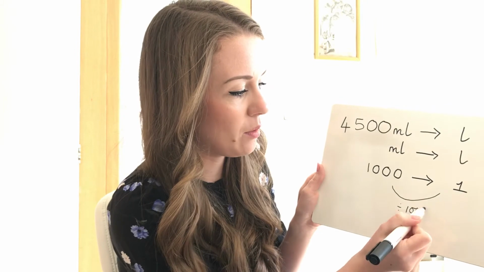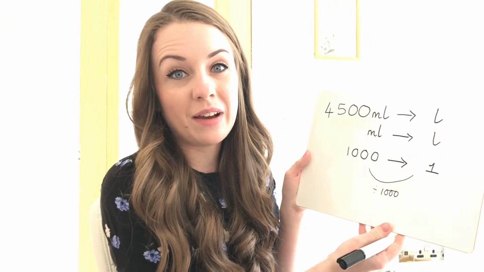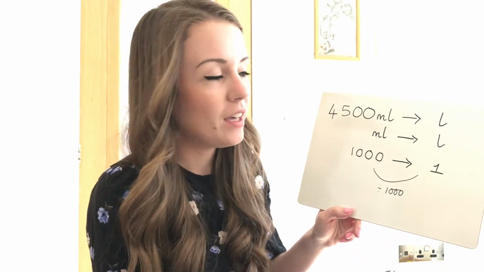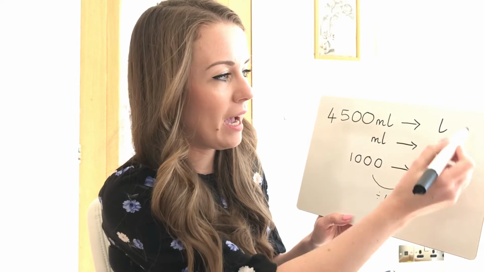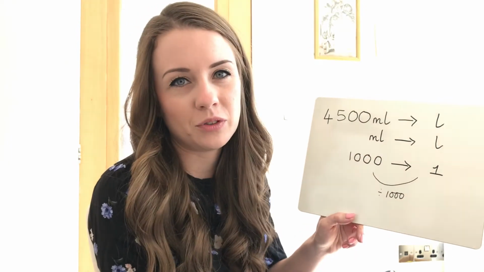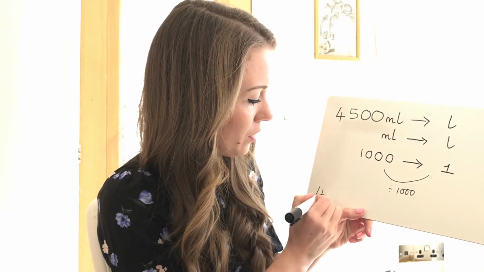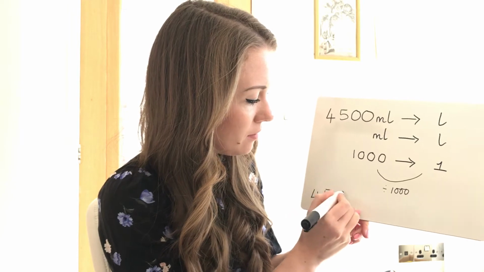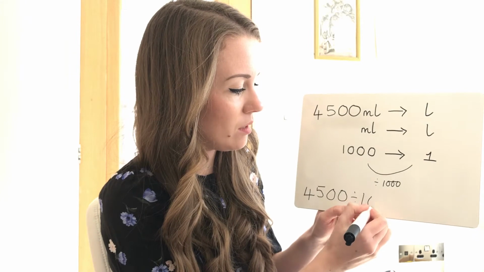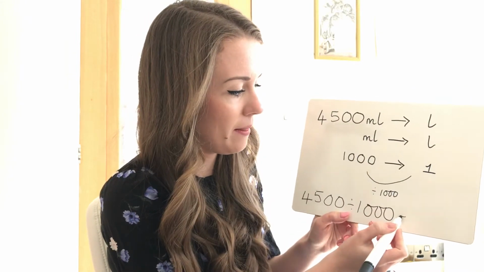Okay, so this bit that we've got to now is the most important bit of our method, because this is when we've actually found out what it is that we are now going to do. So I know that in order to work out how many litres is the same as 4,500 millilitres, I know that I need to do 4,500 divided by 1,000, because that is what I know from this fact here, okay?